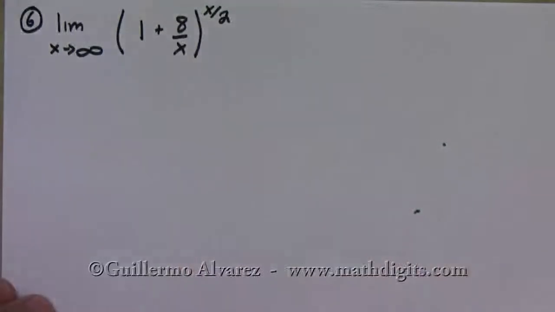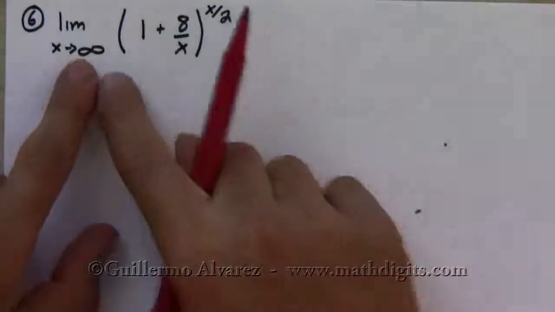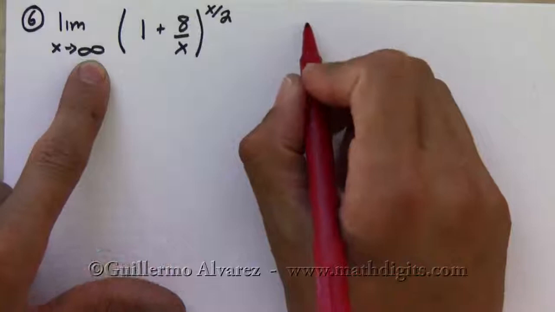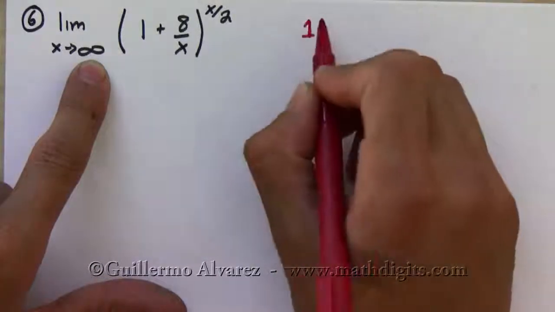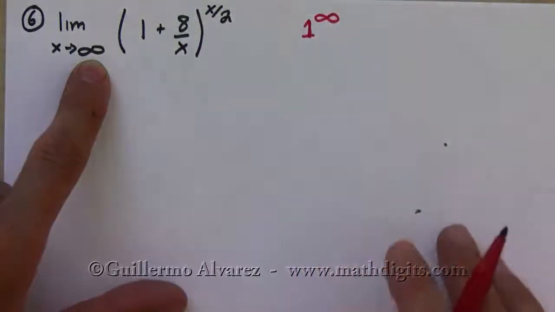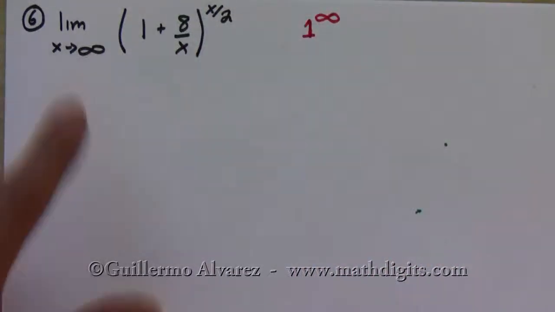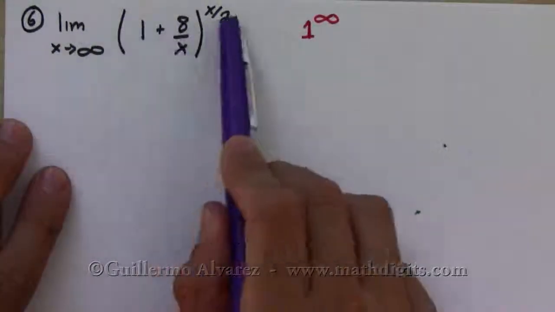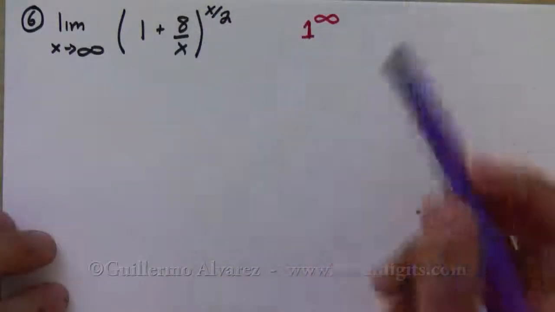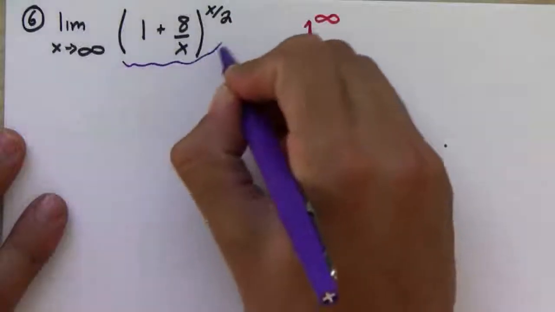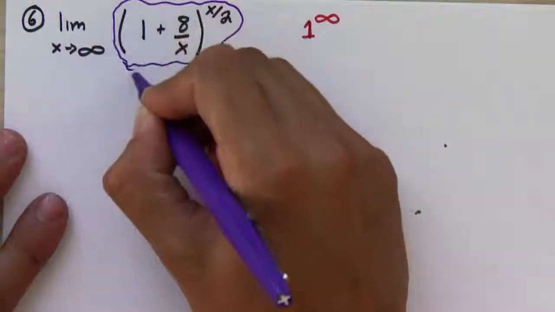So in this problem, again, as usual, we're going to plug in the infinity and see what we get. This is very similar to the one we did before, problem number 5. We're going to have 1 to the infinity, and this is an indeterminate form. Remember that since we have a function being raised to another function, what we want to do is use natural logs to help us figure out what's going on.